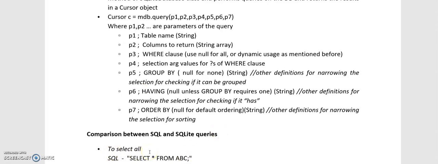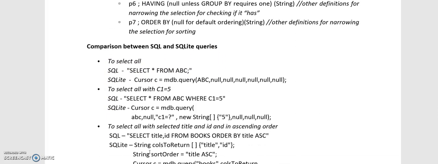For example, we'll do a comparison with an SQL statement. So using a query, if it is select star from ABC, which means you know that it is accessing the table ABC and it is returning all the contents from that particular table. So here you don't have to pass any parameter. So it will be cursor c equal to mdb.query. Just the table name is enough, and all these parameters will be nullified, or they will have the value null, which means there are no arguments.